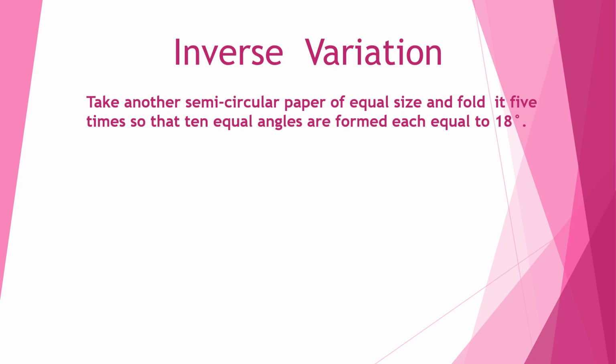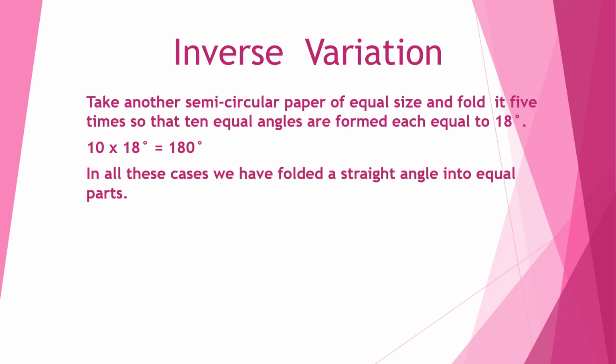Now we take another semicircular paper of the same size and fold it 5 times. How many angles will be formed? 10. And each has a measure of 18 degrees. Now 10 multiplied by 18 is equal to 180 degrees.